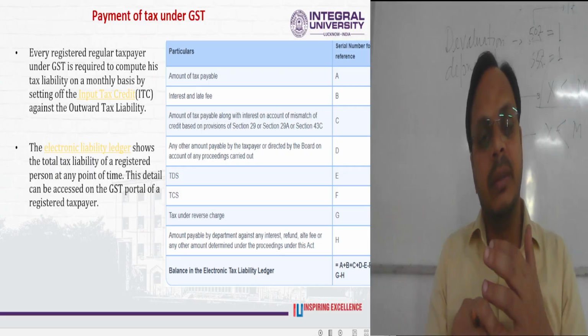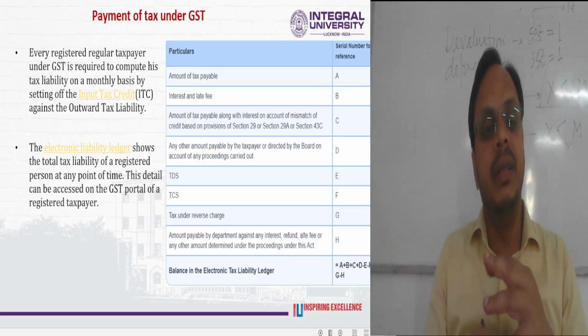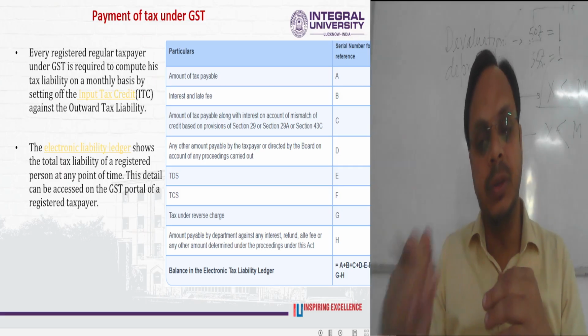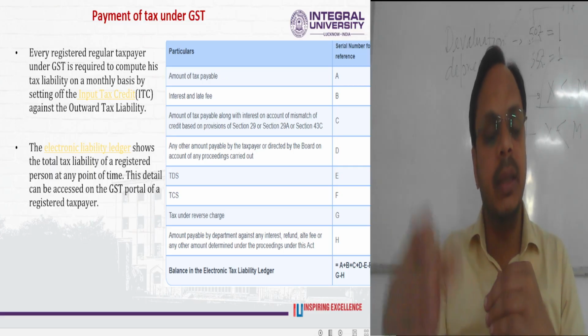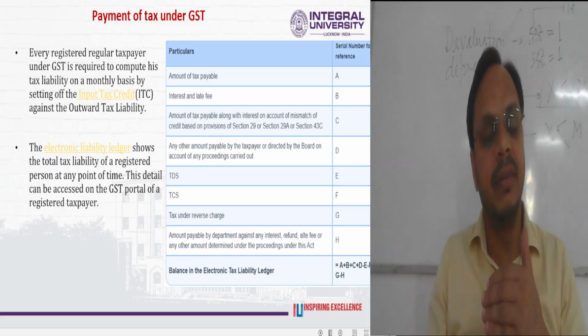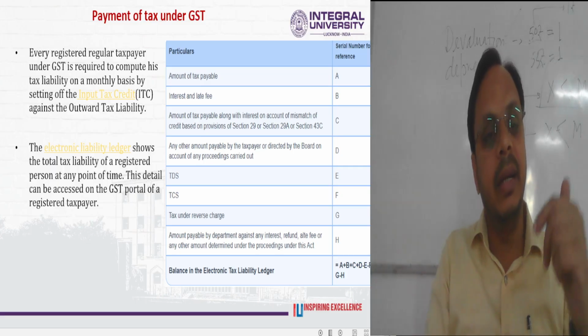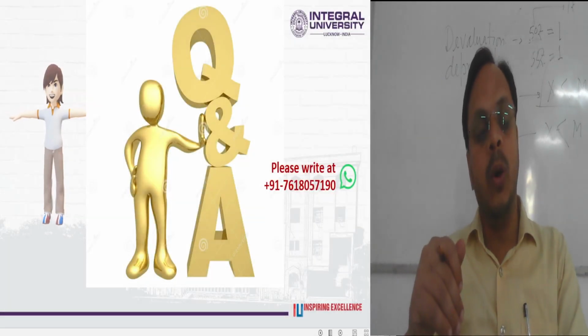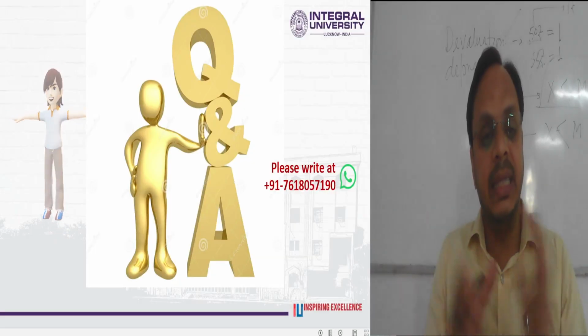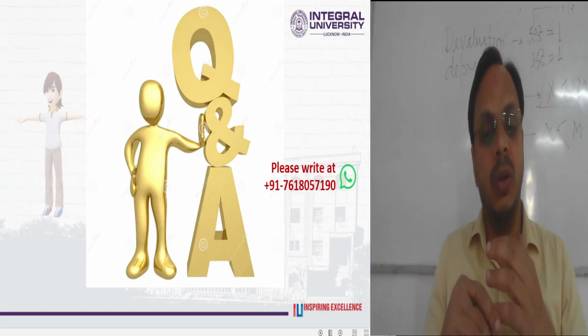So this is the procedure of payment made under the goods and service tax, which requires continuous payment on a monthly basis after setting off input tax credits against the outward liabilities. So I hope that the concept of ITC is now clear to all of you.